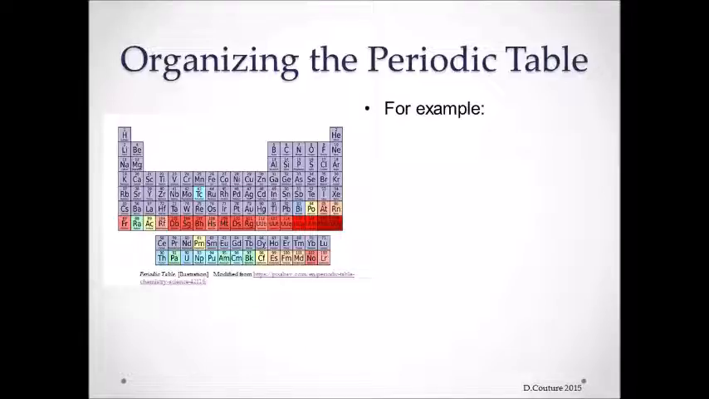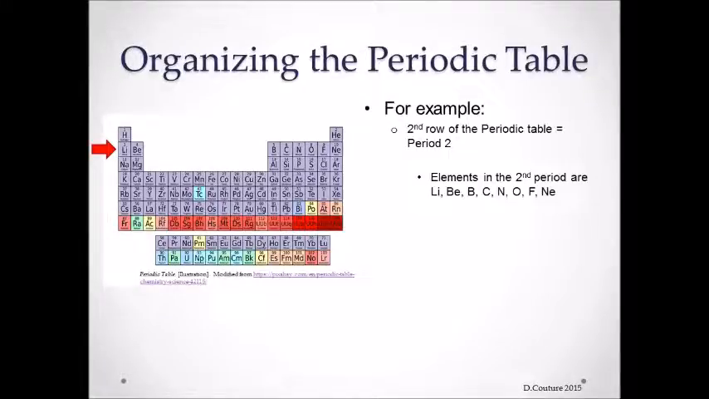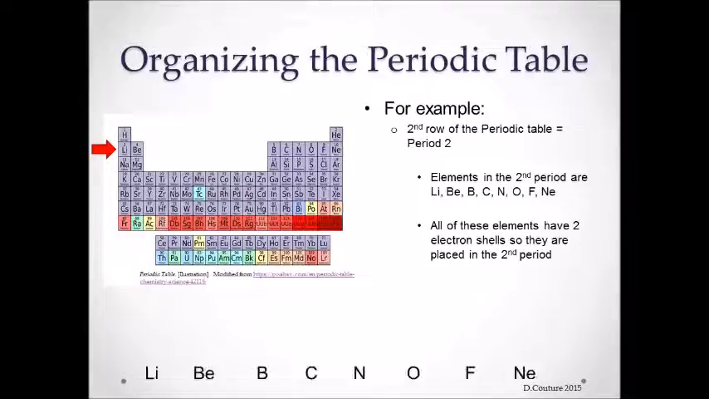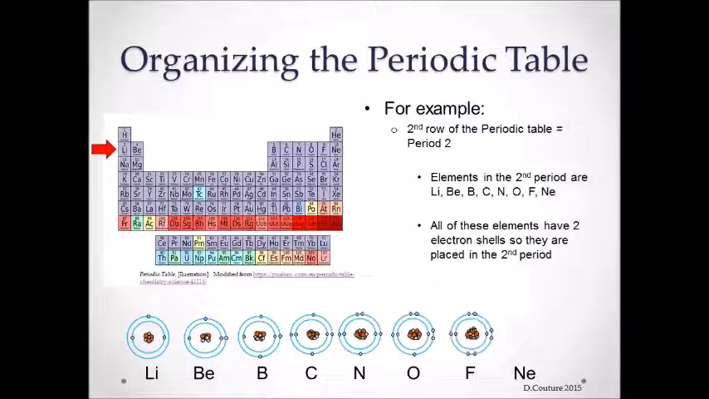Let's take a few examples. Let's take, for example, the second row of the periodic table. All of these elements, because they're on the second row, are in the second period, and that means that they should have 2 electron shells. So if we were to draw them out, we would have lithium with its 2 shells and 3 electrons, beryllium with 4 electrons on 2 shells, boron, we're still on 2 shells, and so on and so forth until the shells basically fill up at neon.